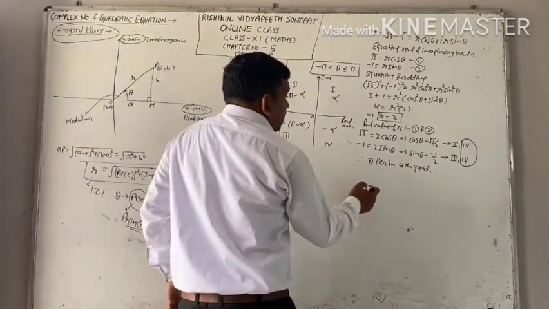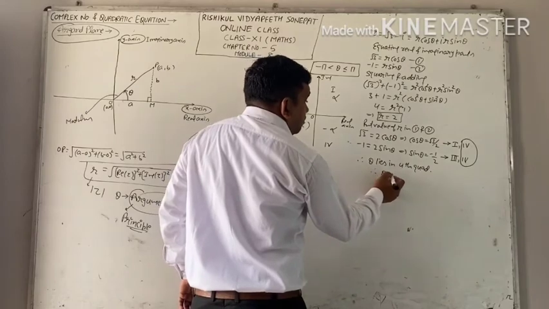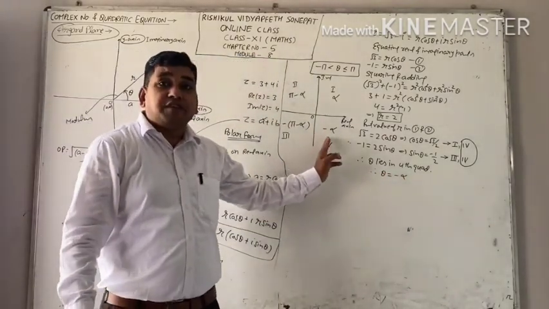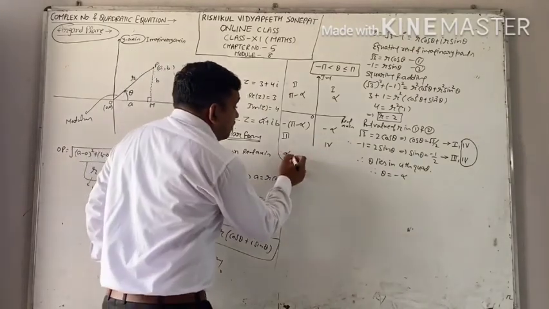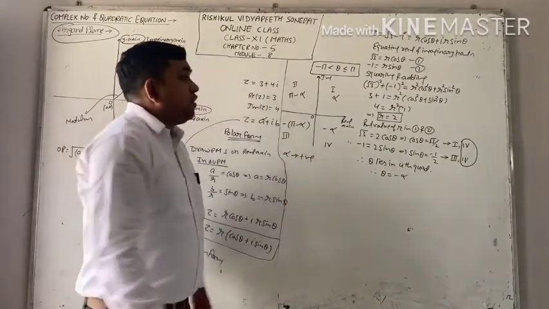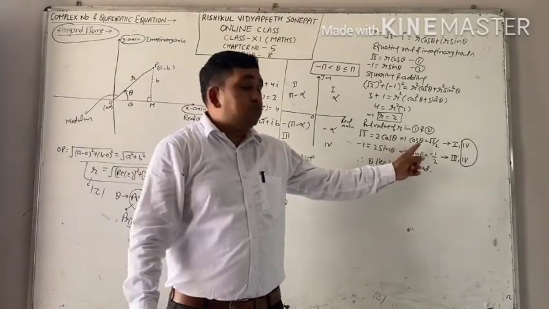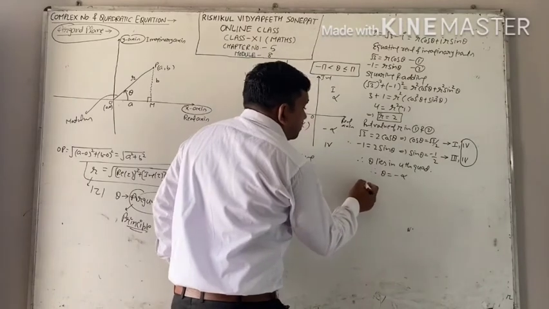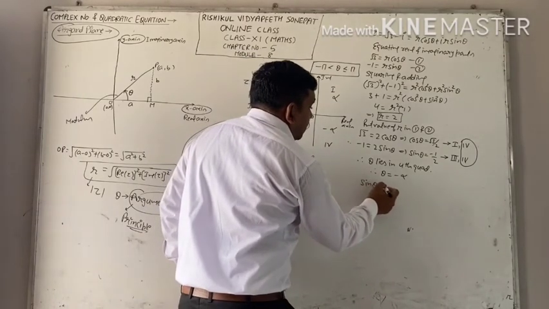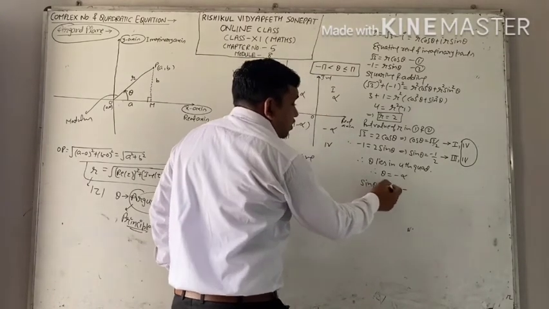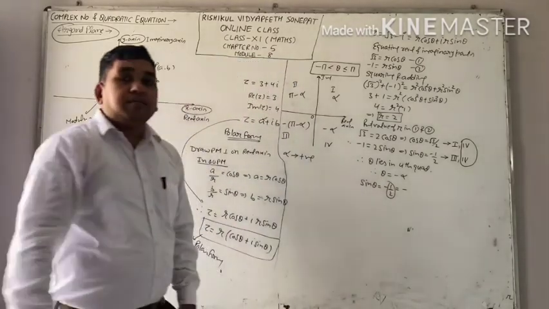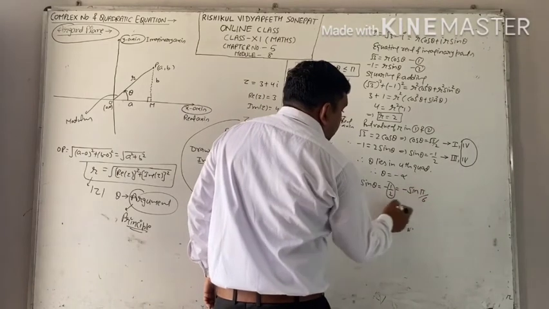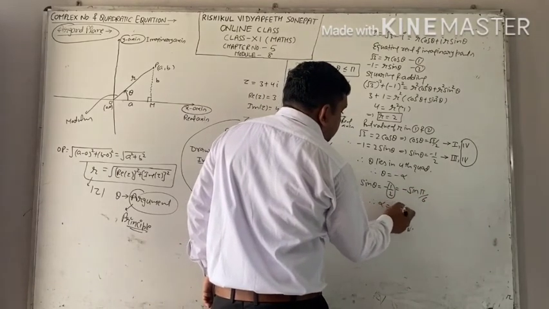Now, fourth quadrant. Therefore, theta will be equal to minus alpha. Now, our main aim is to find out alpha, and alpha is always positive. And the value of alpha you can find out from the value of cos as well as from the value of sin. I am finding out from sin. Sin theta equal to minus 1 by 2. 1 by 2, we know the trigonometric table. 1 by 2 is equal to sin pi by 6. Therefore, alpha equal to pi by 6.